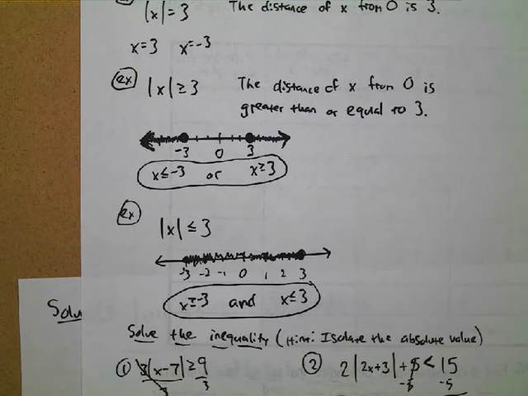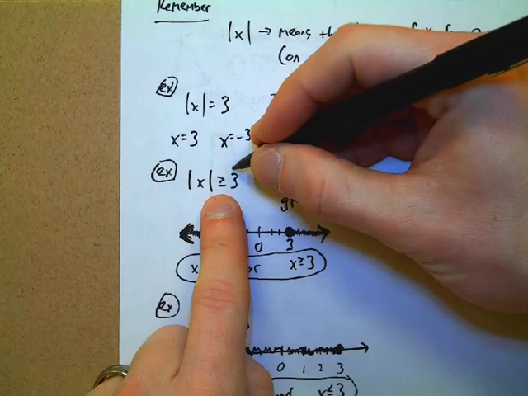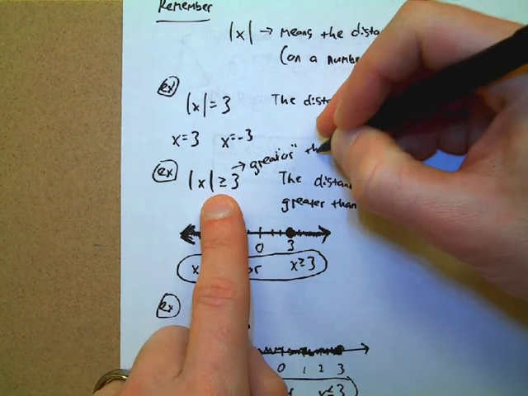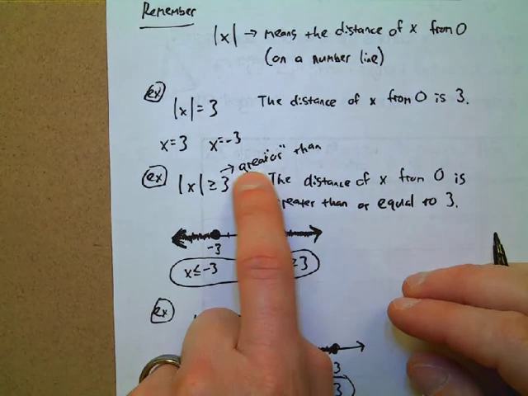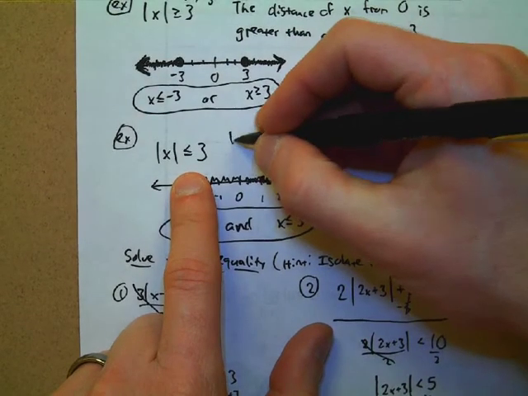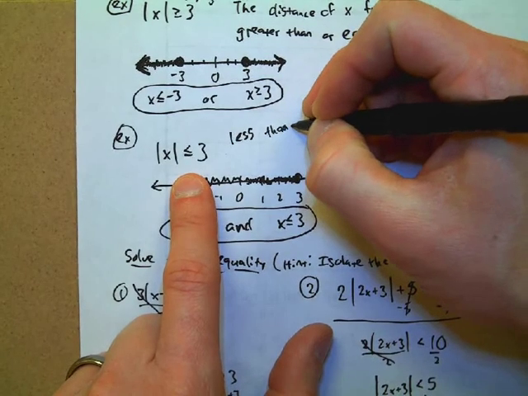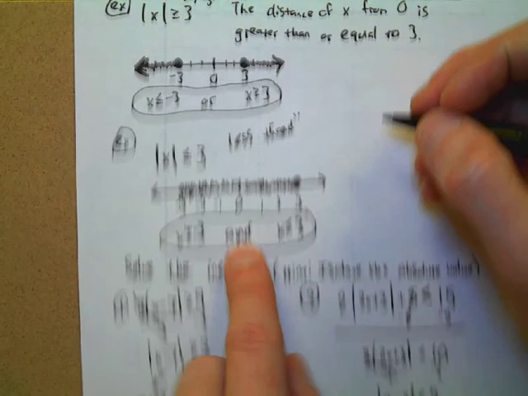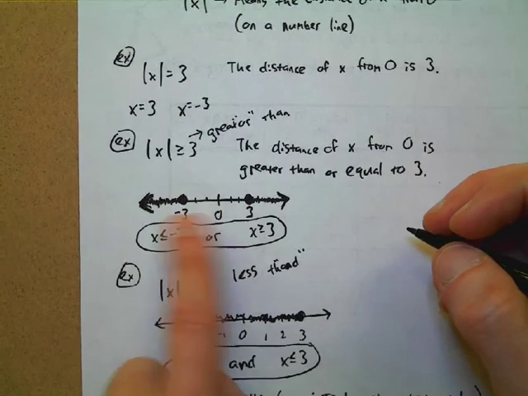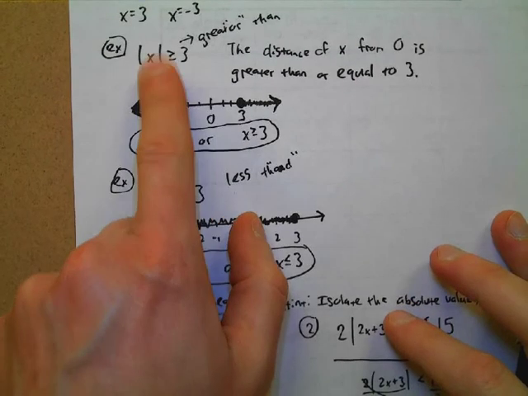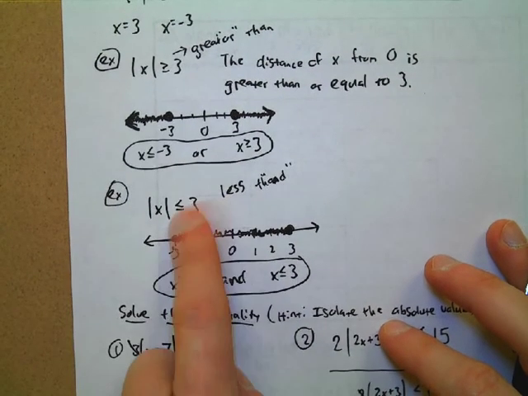If you want a little word memory device to help you remember that, you can think of it as great-or than. Greater is spelled G-R-E-A-T-E-R, but if you think great-or than, that'll help you remember that it's an or. And for less than, think less-and than. So if your inequality, when you solve that absolute value inequality, has a greater than symbol, it's going to be an or. If it's a less than symbol, it's going to be an and.